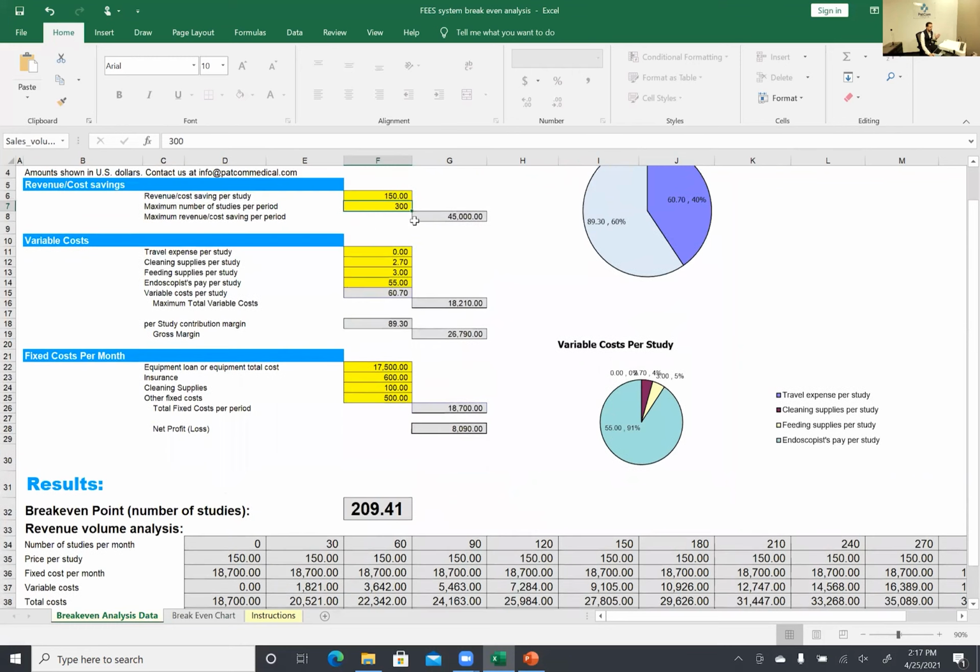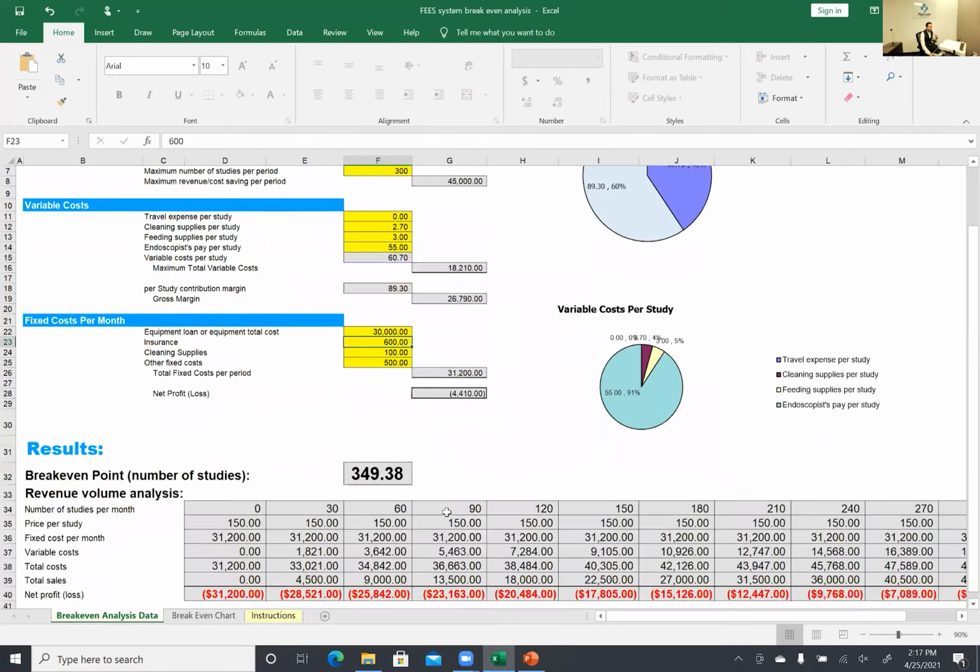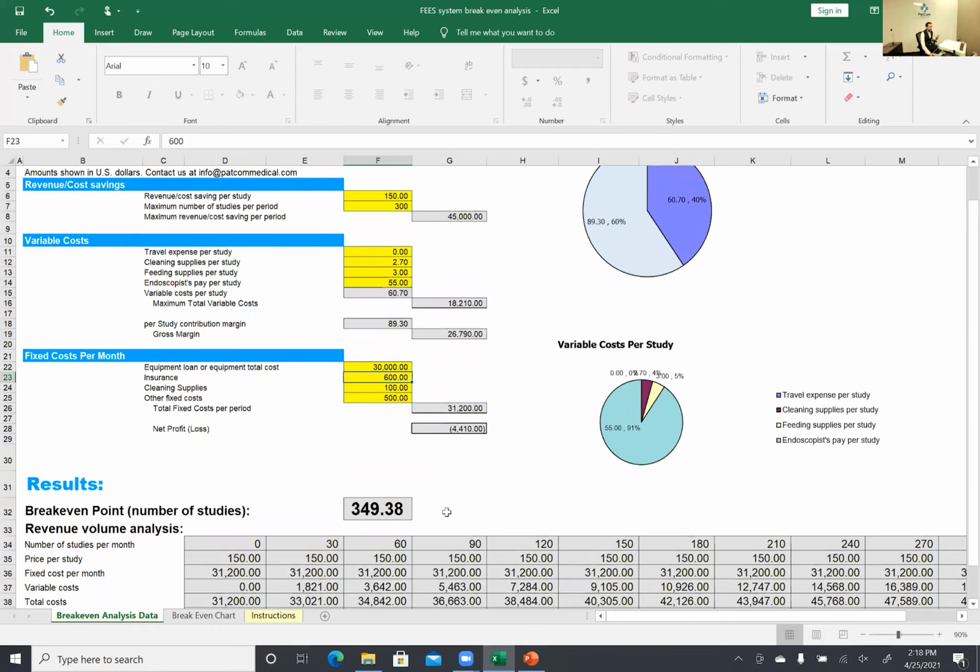So again, these numbers are flexible. You can look at, for example, a system that's $30,000, that makes your break-even point go way up. Now it will take you 350 studies to pay for the equipment. Usually, most facilities will try to pay for the equipment within a year. So that's why you want to see, can that be done?